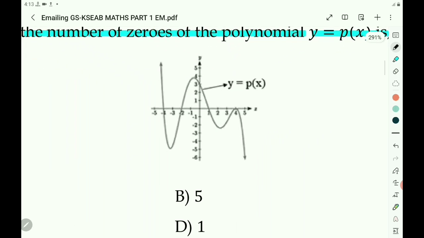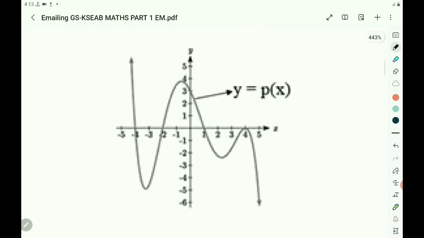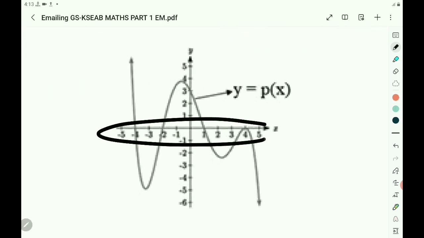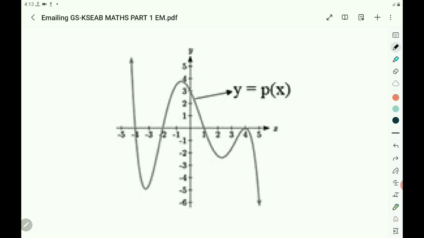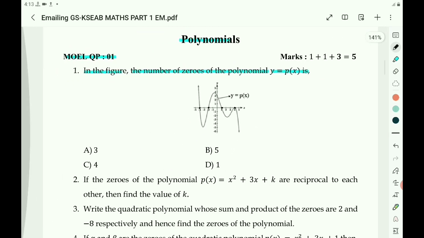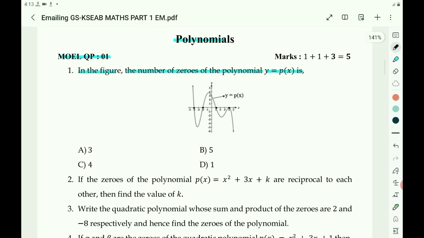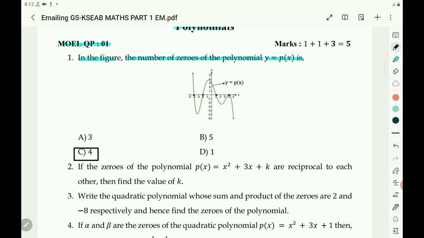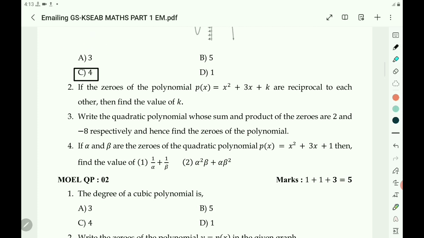Here you observe the figure. This is the x-axis and the graph intersects the x-axis at 4 points. These are the 4 points of intersection of the graph with the x-axis. So, number of zeros equals 4. Option C is the answer. Then you take the second question.